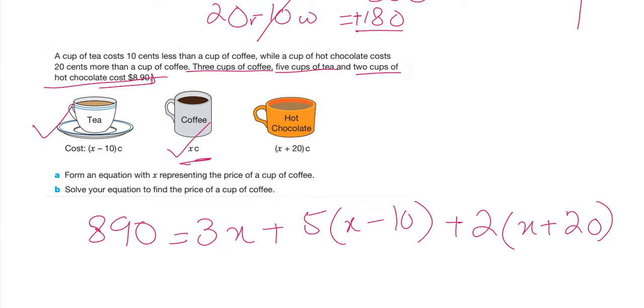We have to convert the dollars to cents because they have already said in the first statement that the currency is in cents. So you have to convert it, and this is the whole equation that we have written. From solving this whole equation, you will get the value of X, and that's the price of a cup of coffee.